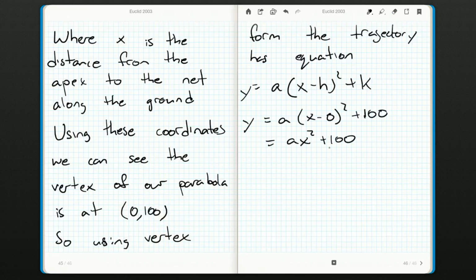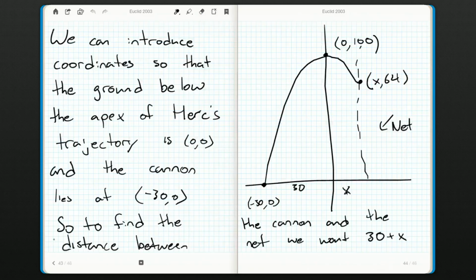Maybe I shouldn't have used x here, just because I've got x's in my equation, so I'm going to say d. And I'll go back and change that as well. D for distance. Okay. So we need to finish this equation. We need to figure out what a is. Now, fortunately, we have another point, negative 30, 0. And that will help us scale this appropriately. We'll plug in negative 30, and we should get 0 out.